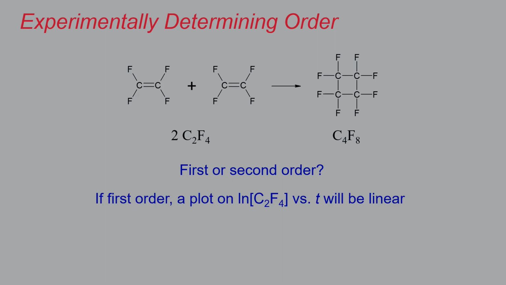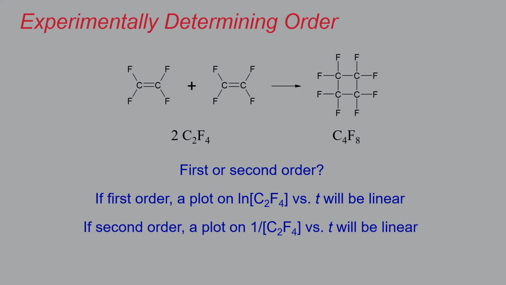And so let's recall what the integrated rate laws looked like. We're able to express both first and second order integrated rate laws in the form of a linear equation. In case of a first order process, the natural log of the concentration versus time is expected to be a straight line. And if it's a second order process, a plot of 1 over the concentration of, in this case, the C2F4 versus time will be linear. So remember, it's always y versus x.